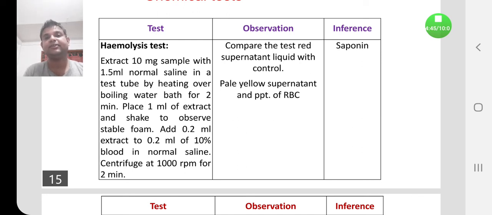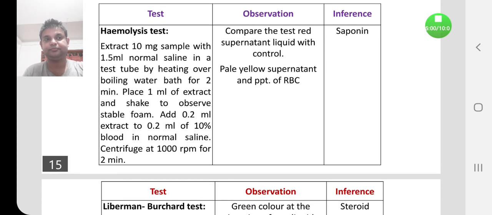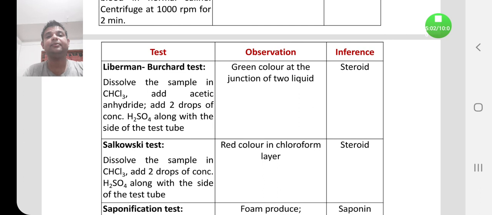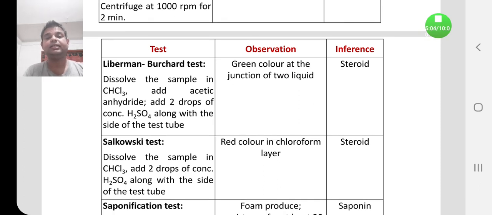Saponins have the characteristic feature of destroying RBCs. So we have to perform the hemolysis test. If it destroys the RBCs, it indicates that saponin glycoside is present in the drug. Next one is the Liebermann-Burchard test. It is for steroidal nucleus, and the Salkowski test is also for steroidal nucleus.